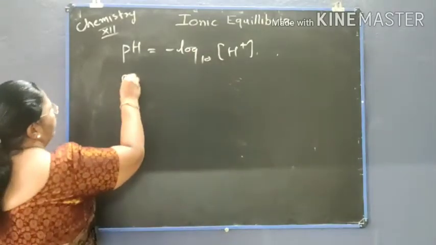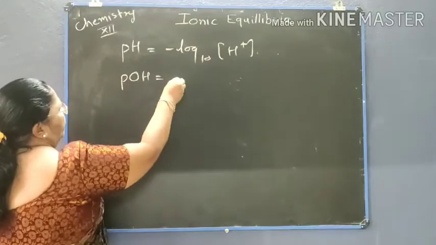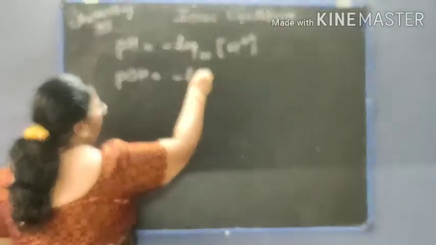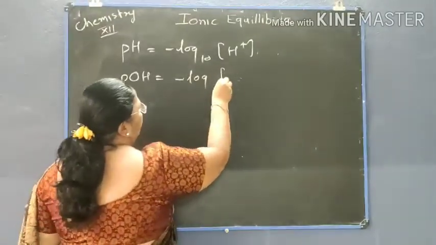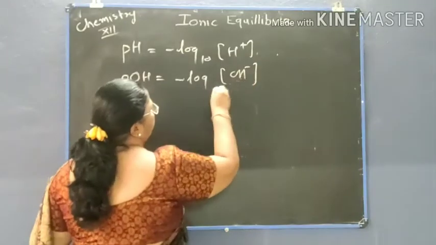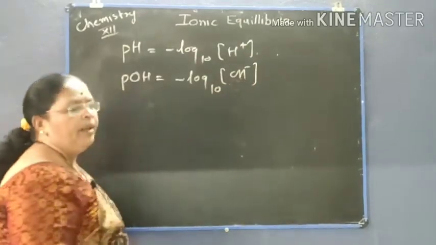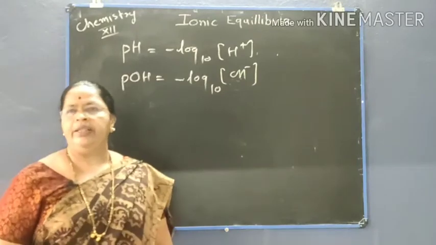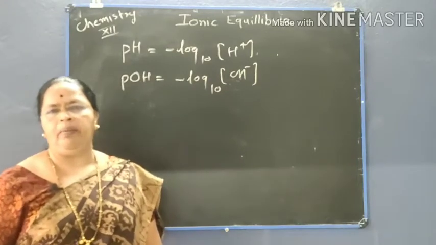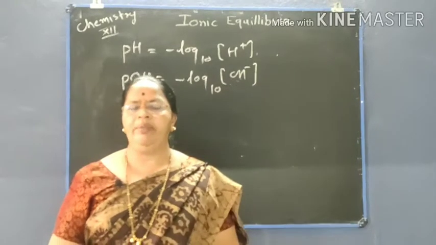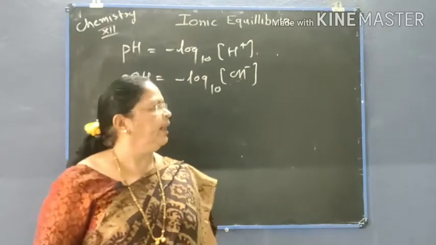Then what is meant by the pOH? pOH is nothing but the negative logarithm of the concentration of OH minus ions to the base 10.